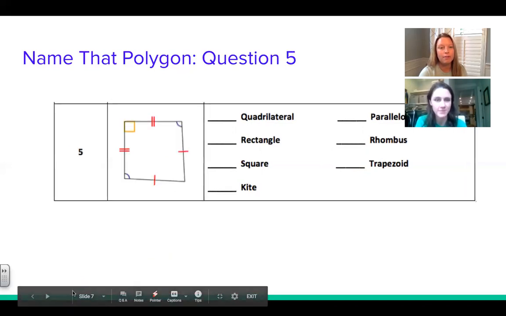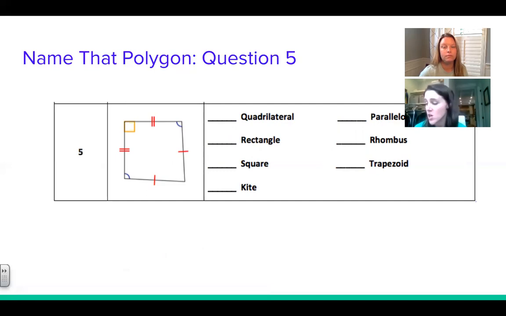All right, question number 5. This is the last one on the front, and then on the back, we're gonna tell you what you need to do for that. So on the front, you're looking at it, yes, 4 sides, 4 angles. By now we know it is definitely a quadrilateral. So then we look down to rectangle and square.